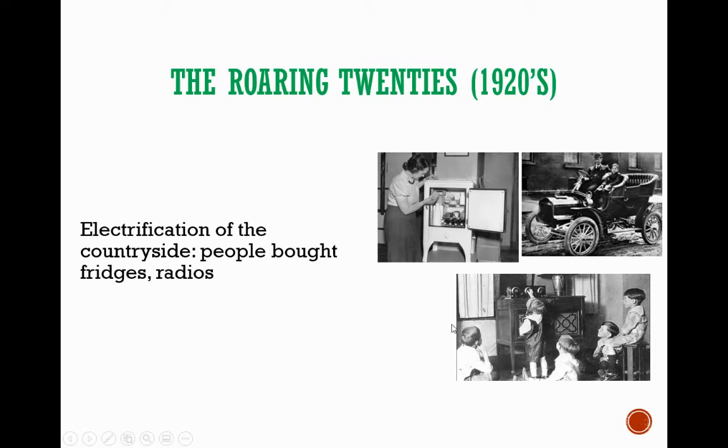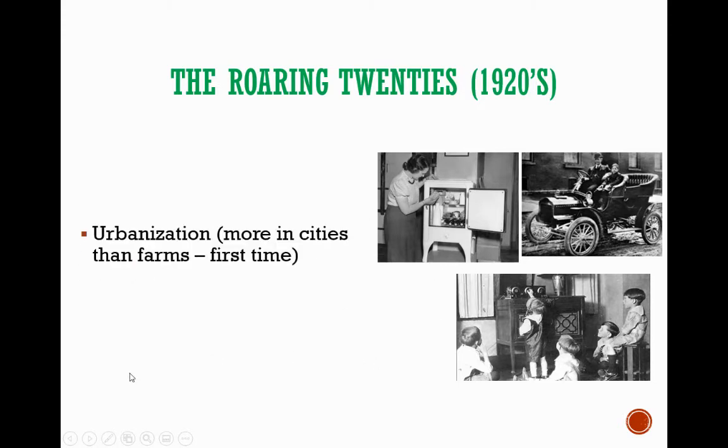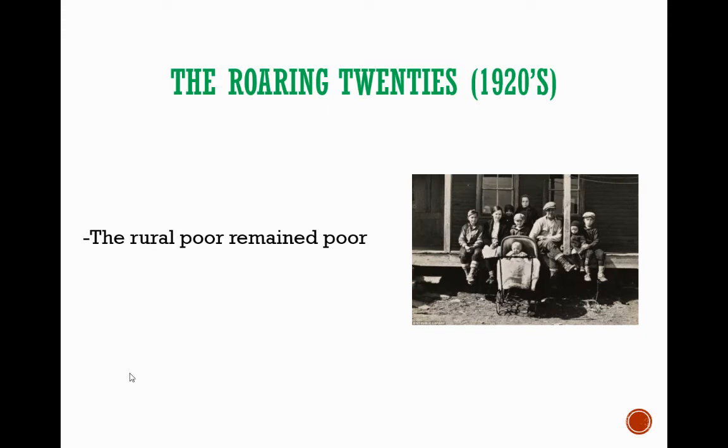It became normal for middle-class people to own an automobile and listen to a radio. Okay, there was no television yet. There was no TikTok yet. There was no internet, of course, right? But these are the things that people were starting to do. Beginning of automobile culture, right? And this was a time of urbanization. For the first time, there were more people in the cities than on the farms. However, the rural poor, meaning the poor people who lived on the farms, remained poor.